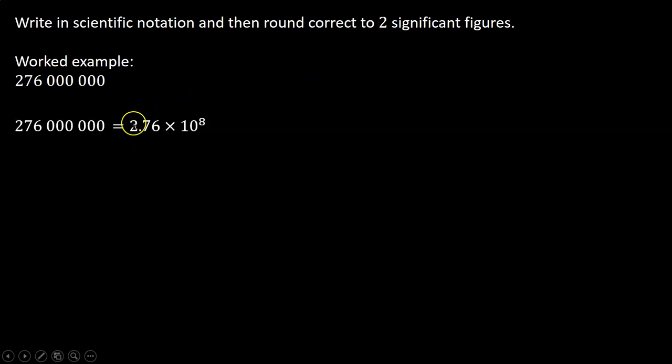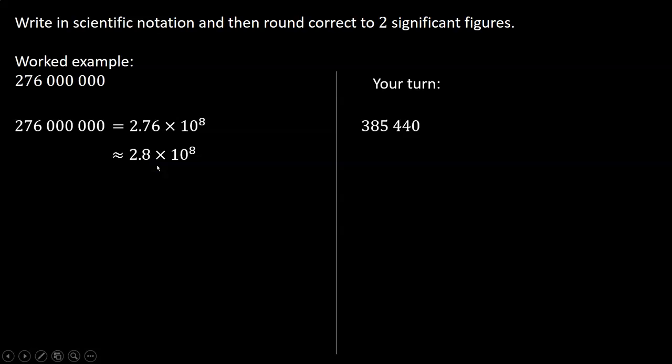That means I'm going to have 2 non-zero digits. I have the 2, the 7. I have a look at the next digit, it's a 6, so I round the 7 up to an 8. And you can see these wiggly equals signs here, which means approximately equal to 2.8 times 10 to the power of 8. Pause the video now while you have a go at this one.